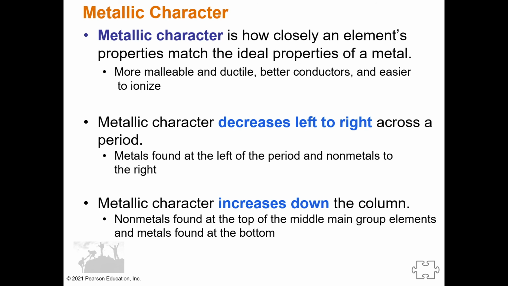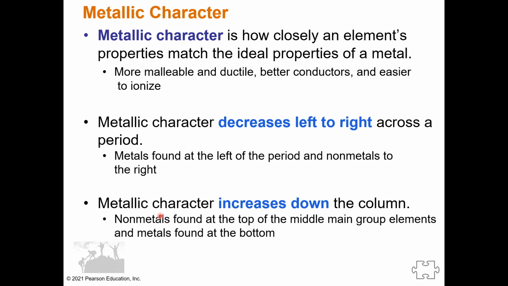If you ever forget these trends, just take a look at the periodic table. The metals are on the left-hand side, nonmetals are on the right-hand side. So when we're moving from left to right across the period, the metallic character is going to decrease. When we go down the column, metallic character is going to increase.